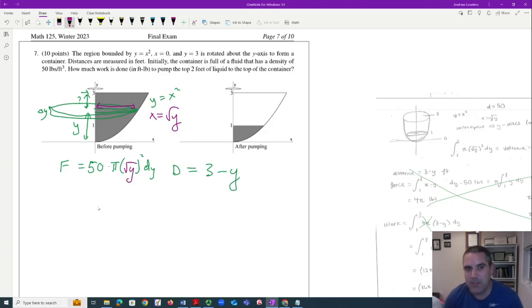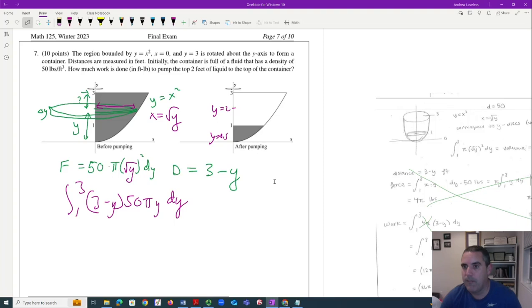The only thing left is the bounds. So the question is, what actually moved? What got lifted? If I give you y equals 0.5, it didn't move at all. If I give you y equals 2, it did move, it got lifted. So the bounds are 1 to 3. Then it's going to be 3 minus y, that's the distance, and then the force is 50 pi y dy. And that's actually not too bad computationally.